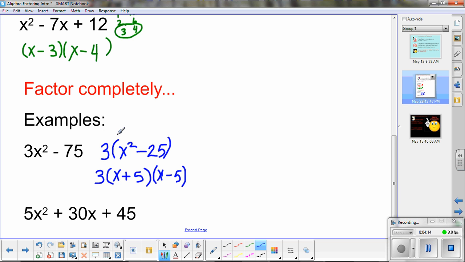So factoring this completely, we ended up with a monomial times a difference of two squares, and the difference of two squares can be written as the following. So there's your final answer there.